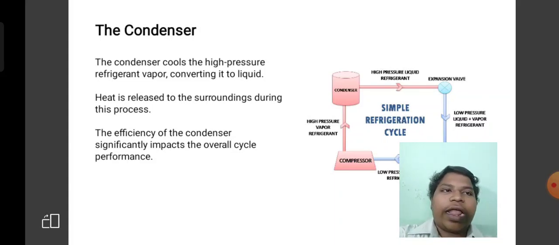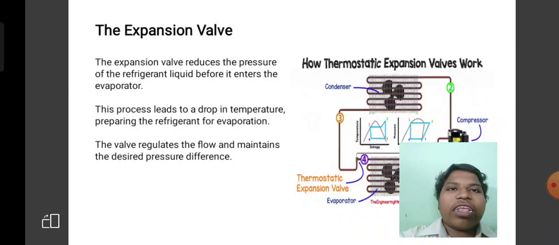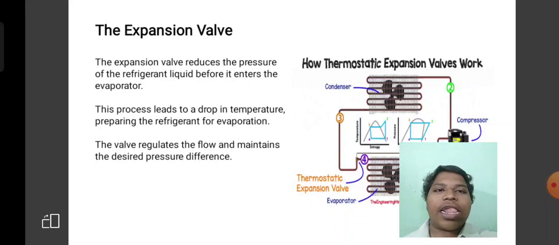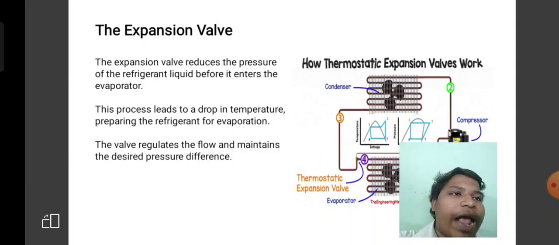The expansion valve. The expansion valve reduces the pressure of the refrigerant liquid before it enters the evaporator. This process leads to a drop in temperature, preparing the refrigerant for evaporation. The valve regulates the flow and maintains the desired pressure difference. How thermostatic expansion valves work: condenser to thermostatic expansion valve, evaporator to compressor.